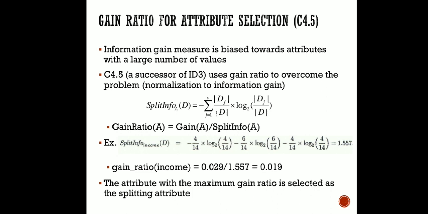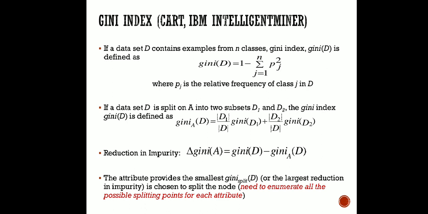Okay, now see, one more attribute selection technique is available, called Gini. It helps to reduce impurity, it is a more accurate technique, and it is based on the relative frequency in the class. Okay, let's see how it works.